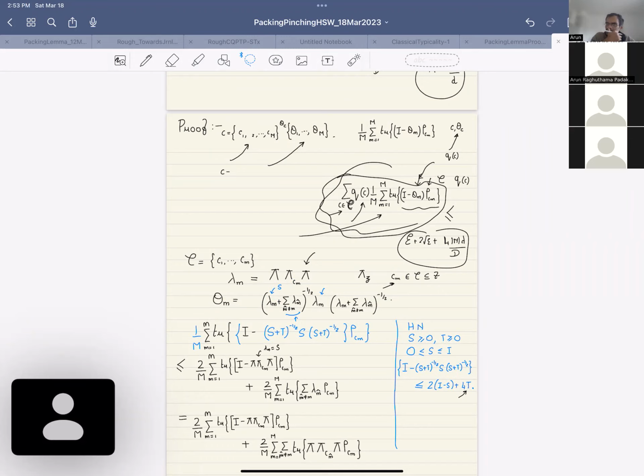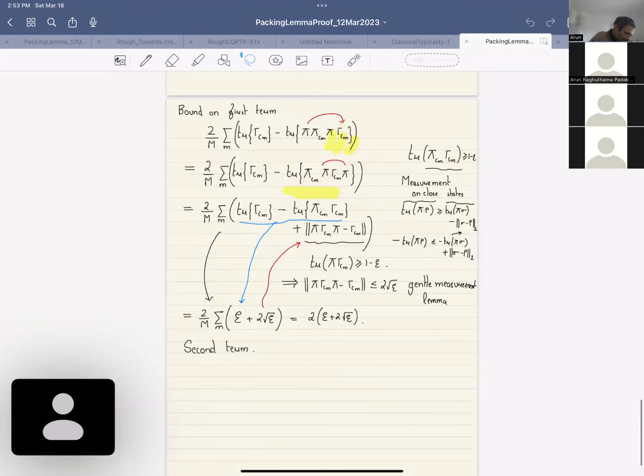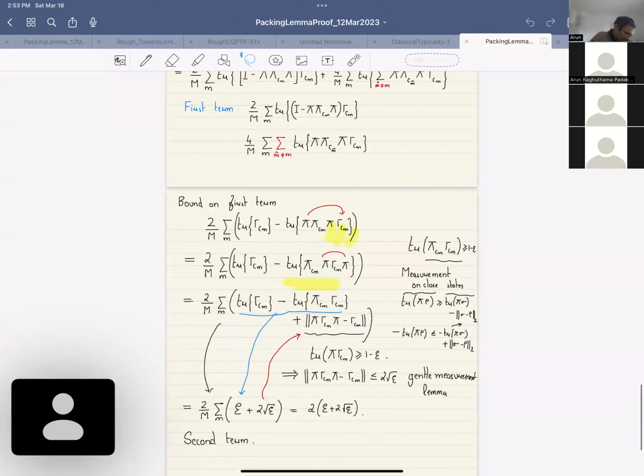Okay, cool. So let me get ahead. So we did the first term. We recall we did the first term. This is exactly the analysis, so I'm not going to go through the first term. I'm going to go through the second term. Okay. So second term.